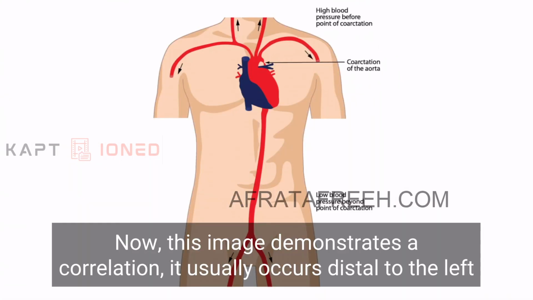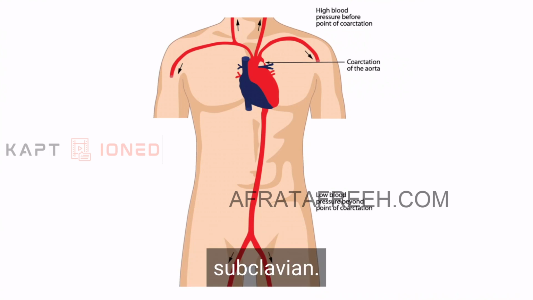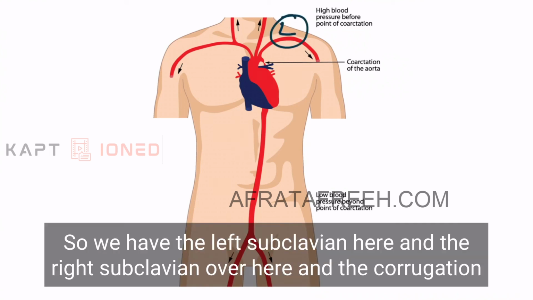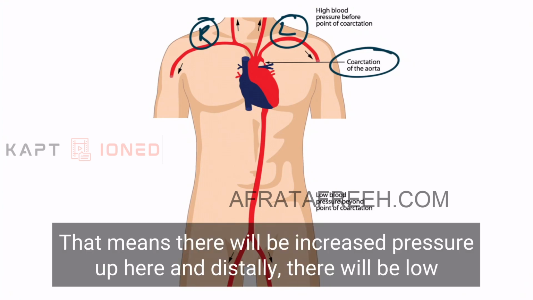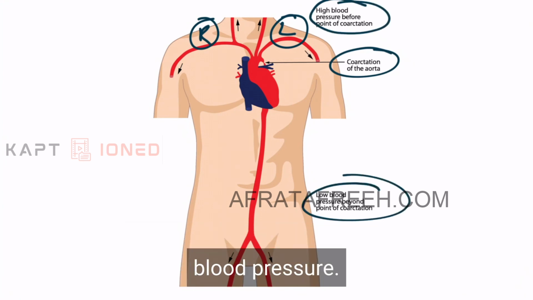Now, this image demonstrates a coarctation. It usually occurs distal to the left subclavian. So we have the left subclavian here and the right subclavian over here. And the coarctation is distal to that. That means there will be increased pressure up here. And distally, there will be low blood pressure.